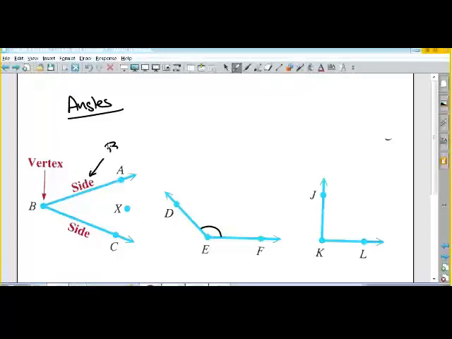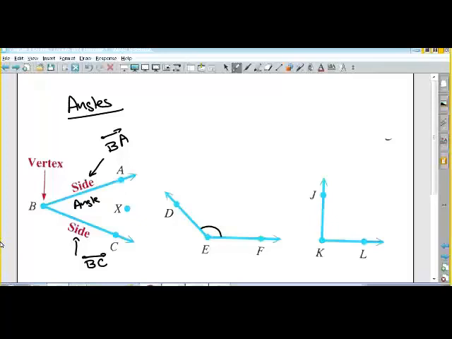So this side is going to be ray AB, or BA. This side is going to be ray BC. And when you connect these 2 rays together at B, then you get this thing that's an angle. So this is your angle.